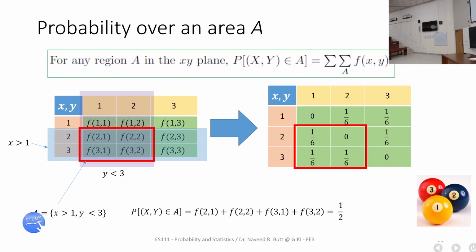Both should hold, it's joint. So the red part is the overlapping part. That's what this formula is saying essentially. There is no magic in this.